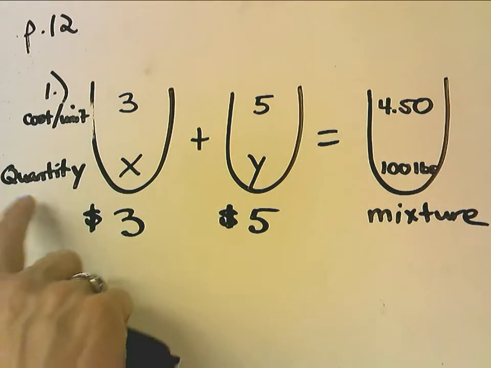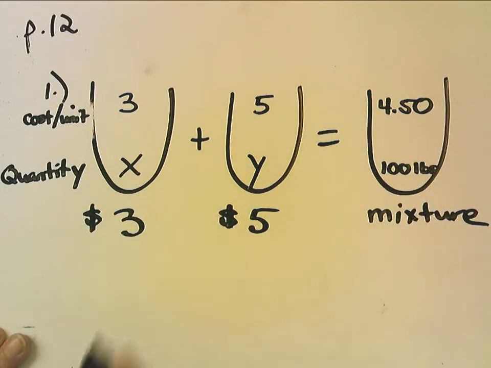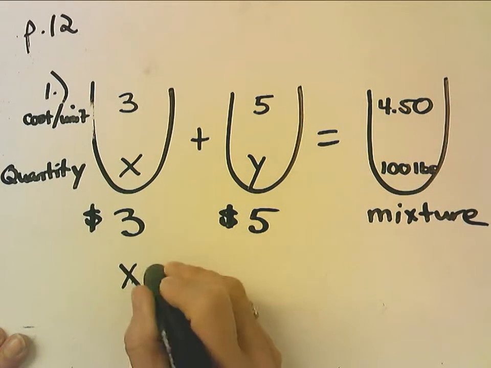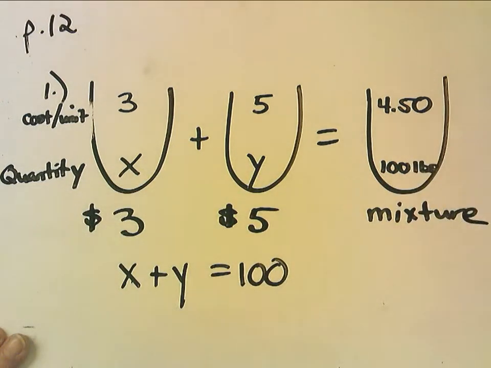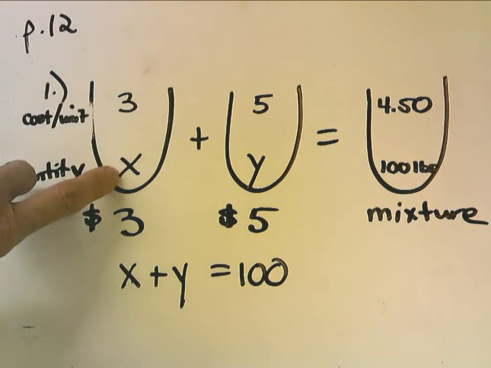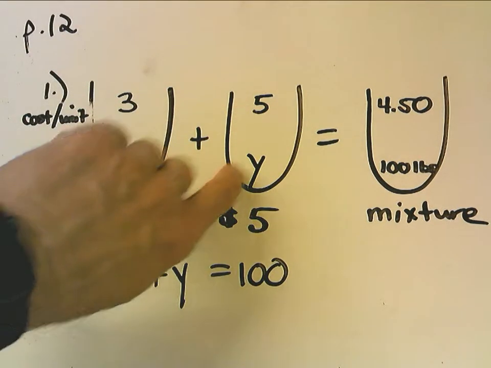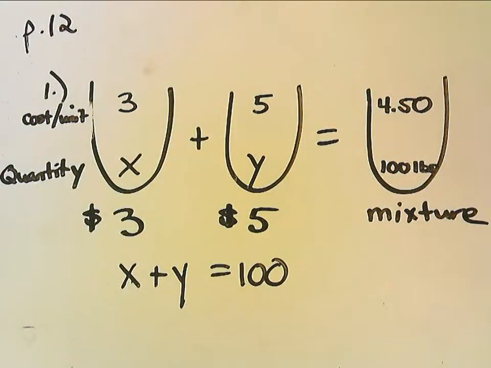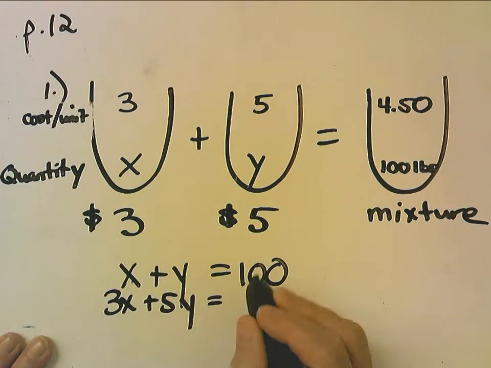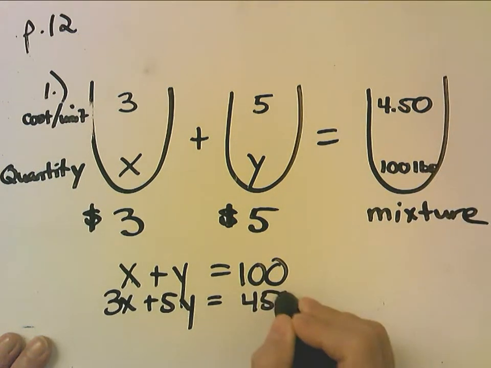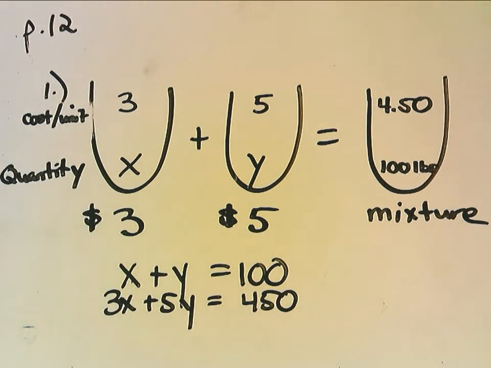Okay. I first do what I call my quantity equation. And that's X plus Y equals 100. Right? This plus this equals this. When I mix them together, I get 100 pounds. Now, my other equation is what I call my weighted average equation. I do 3 times X plus 5 times Y equals 4.50 times 100. So I do 3X plus 5Y equals 450. And that's how I would set up this problem.